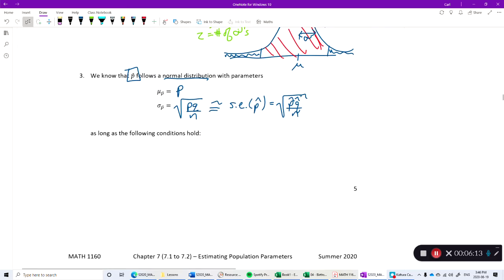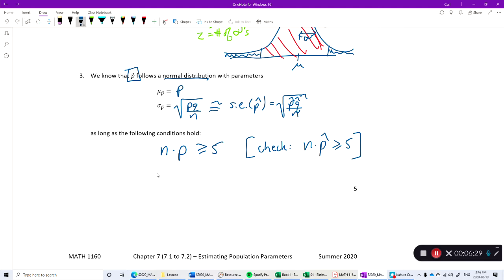And that's true as long as what? As long as n times p is greater than or equal to 5, which we actually are going to check. We don't know p, right? So we're going to check that n times p hat is greater than or equal to 5, and n times q hat is greater than or equal to 5.